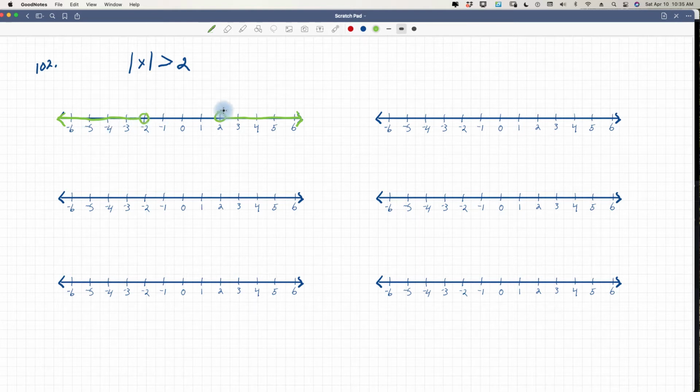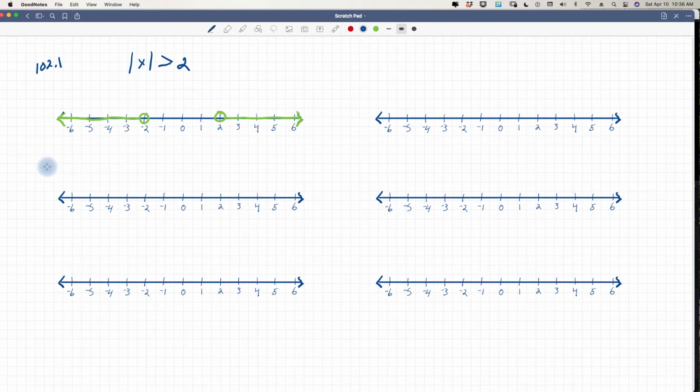So we don't include the 2 because it's not got the equal sign under here, but we include any number that the absolute value of it would be greater than 2. And that is how we would graph this. And this is 102.1, sorry. So that's what that looks like. You have to take into account the absolute value.